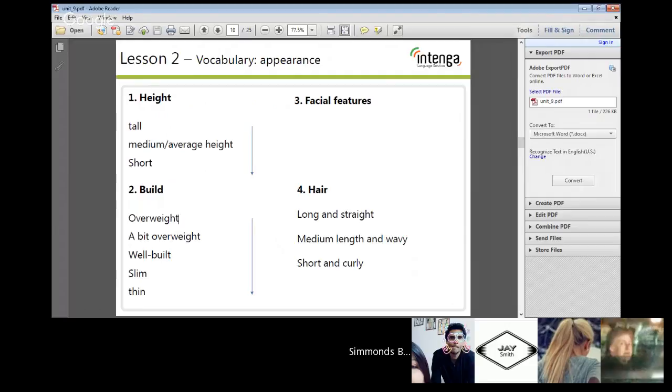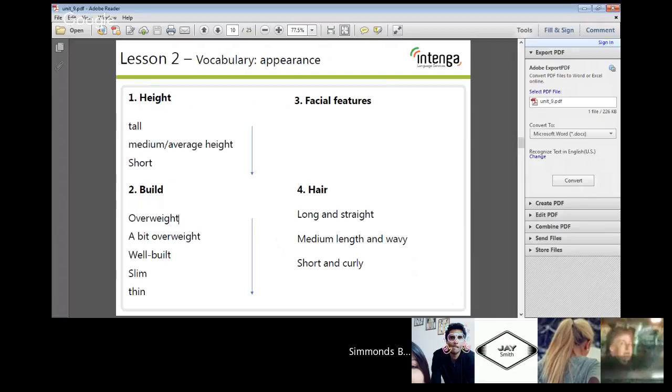All right. Slim would be like no body shape, like just a very slim body, not a lot of bumps or anything like that. Okay. And then thin would just be a person who is very skinny, I would say. All right. So there's a little difference, but not a ton.